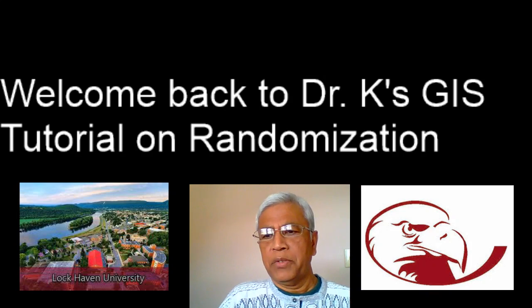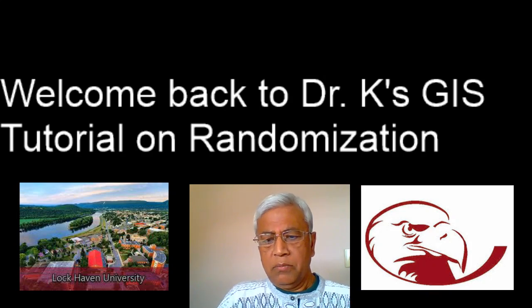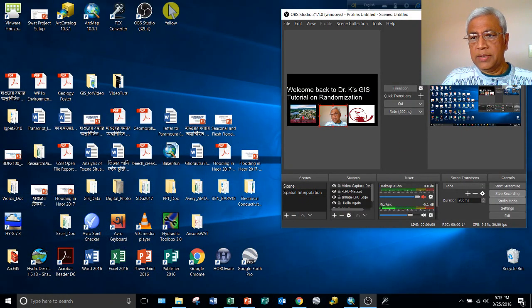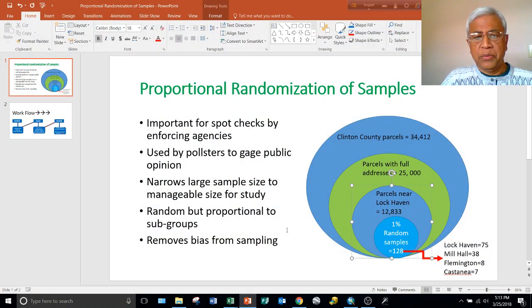Today we are going to talk about randomization. What do you need randomization for? If we have a large sample size, sometimes we need to randomize this. For example, DEP inspectors may want to randomly check the quality of drilling. Out of thousands of drill holes that we have in Pennsylvania, maybe they want to randomly pick a few. Then instead of being biased, how do you select samples from a large population?